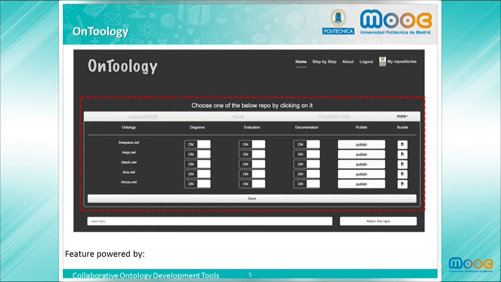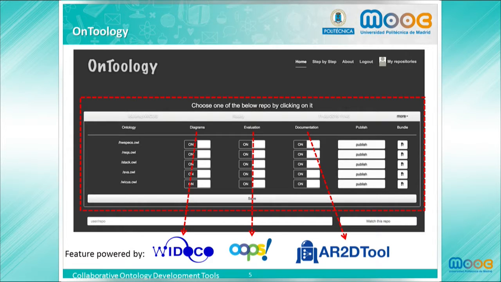Clicking on My Repositories, we can see the list of repositories Ontology is watching for us, and the ontologies in each repository. For each ontology, we can configure whether we want the system to generate the documentation or the evaluation and the diagrams for us.